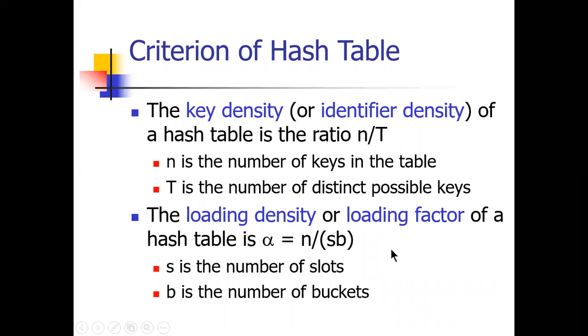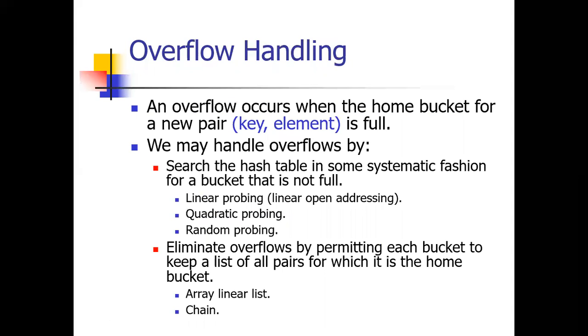What is the criteria for a hashing table? The key density or identifier density of the hash table is the ratio. So the loading density or loading factor of the hash table is supposed to be equivalent to this: the number of slots, where S is slot and B is the bucket. So overflow: an overflow occurs when the home bucket for the new pair, which is the key and the element, is full. So expect it to be overflowing.